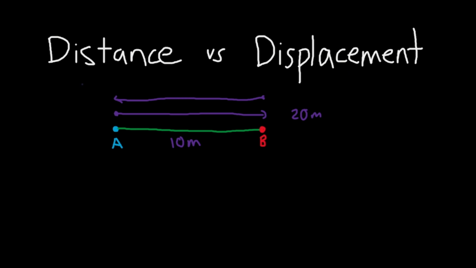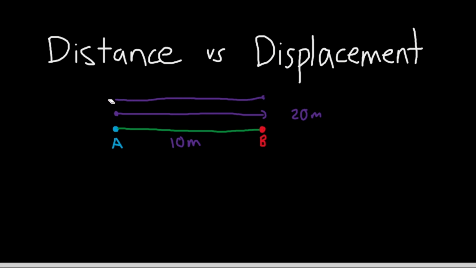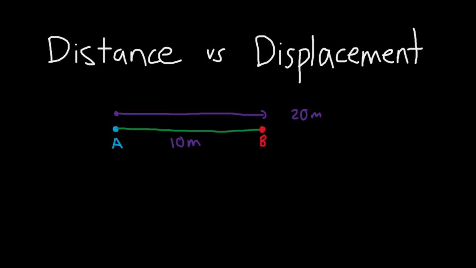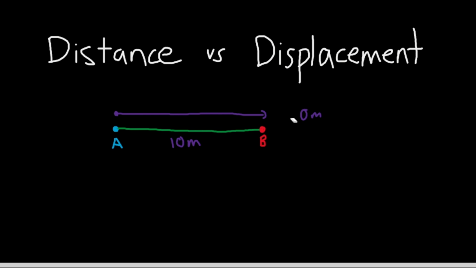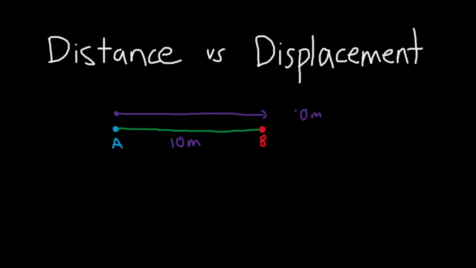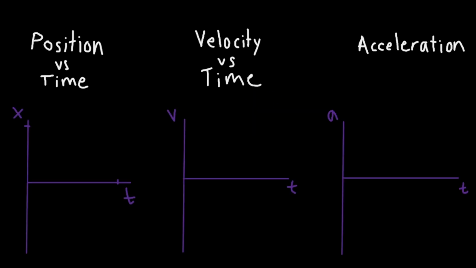However, displacement is how much the object or person has shifted from its original position. The person started at point A and ended up back at point A, so the total displacement of the person was 0 meters. However, if the person only traveled from point A to point B, the total displacement would be 10 meters. And so would the total distance, because in this case, the object only moved in one direction and moved to a certain point.